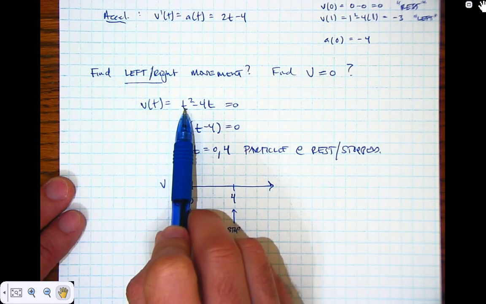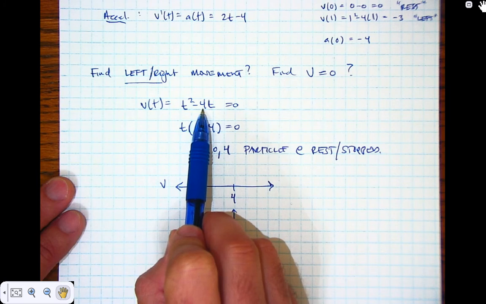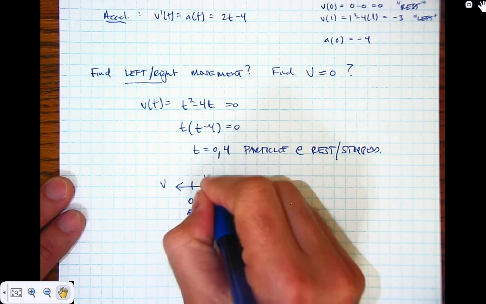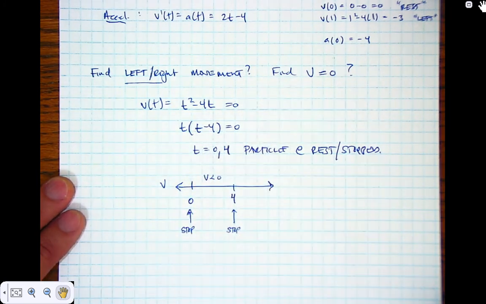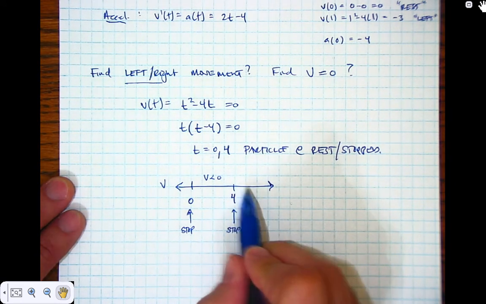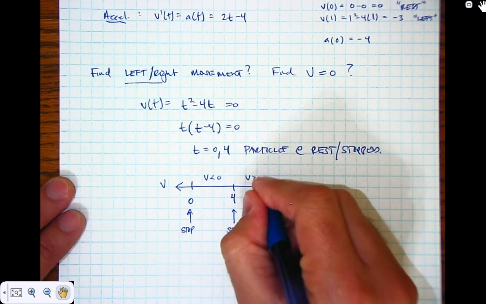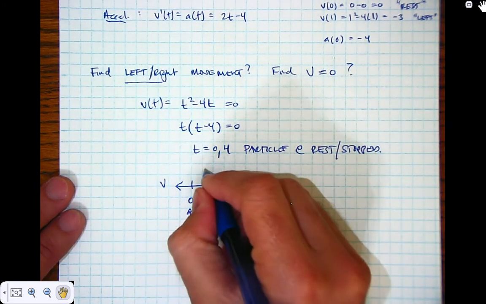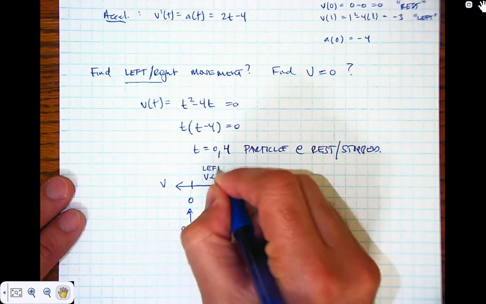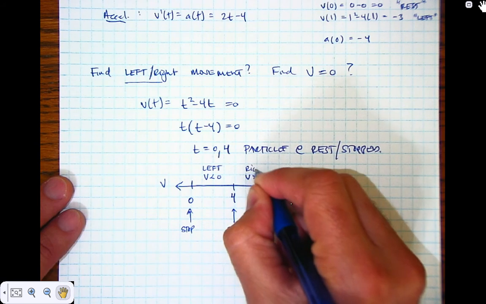This would be 4, right? Minus 8, which would be negative, right? So your velocity is negative there. And what happens at time 5? Well, if I plug 5 in, 25 minus 20 is going to be positive, so my velocity is positive there. This is the definition of left. And this is the definition of right.